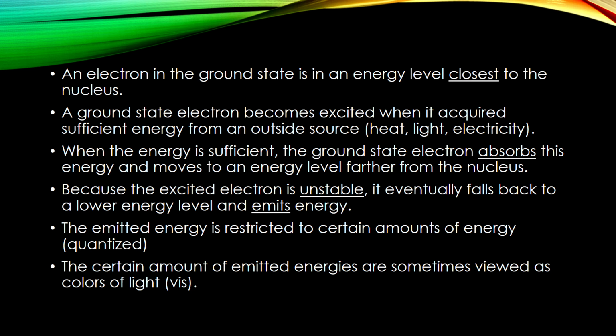Again, an electron that is in the ground state is in the energy level closest to the nucleus. The ground state electron becomes excited when it acquires energy from an outside source. In his case, he used electricity. These ground state electrons will absorb the energy in quantized packets and move to a higher energy level. That makes them unstable, and they will eventually fall back to their lower energy level and give off the energy in the form of light. But the emitted energy can only be in certain amounts, so it is quantized when it is given off as well. These certain amounts of emitted energies are seen in the visible spectrum, which is what we can see when we look through the spectroscope.